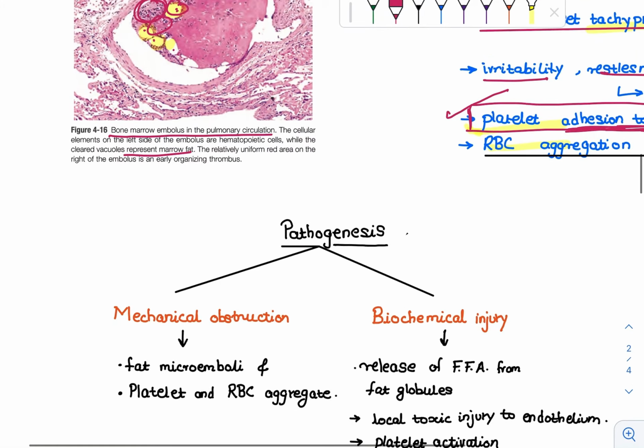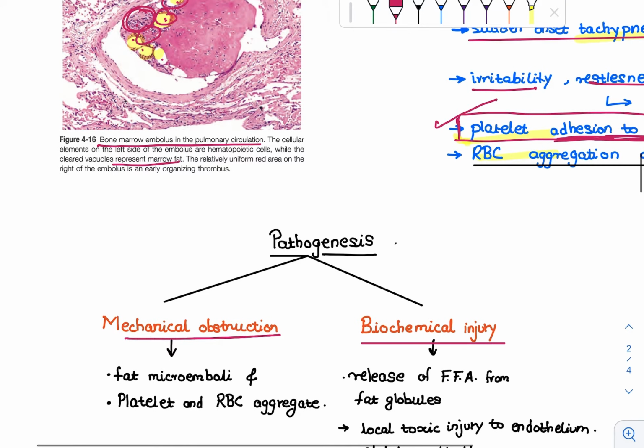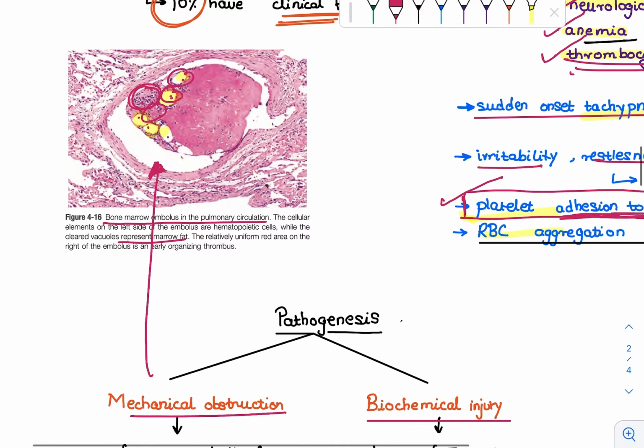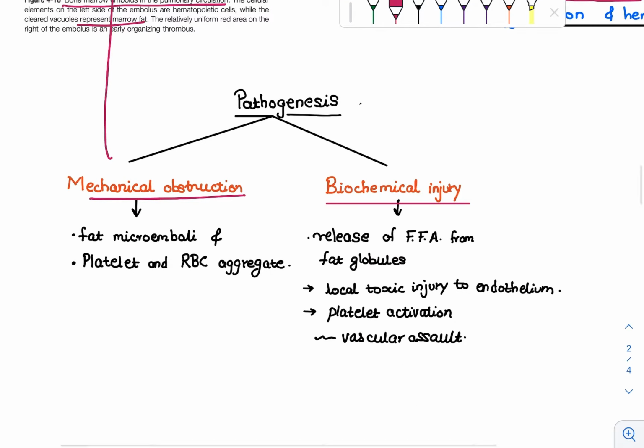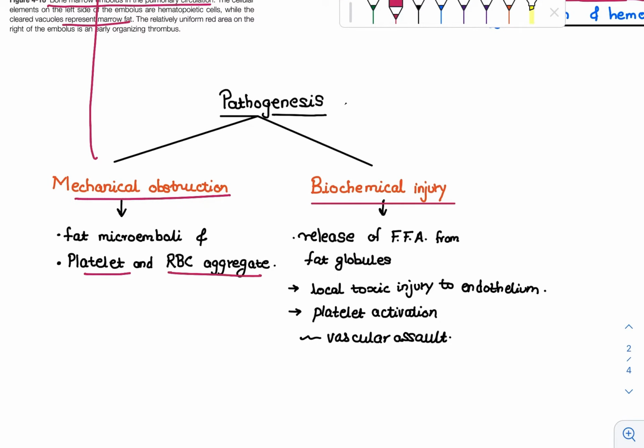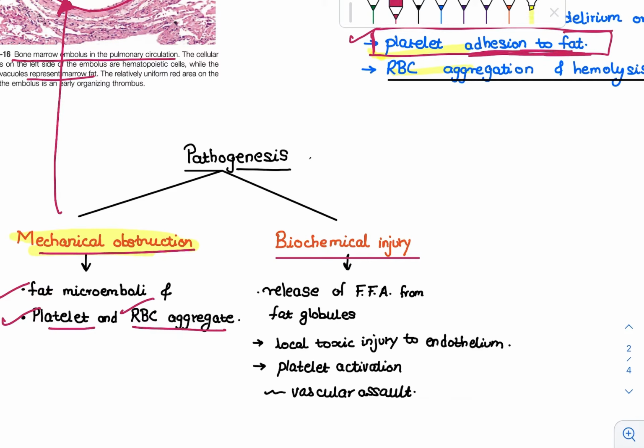As you can see here, there is mechanical obstruction and biochemical injury. In mechanical obstruction, there is obstruction of the blood vessel and formation of occlusion inside the lumen of the vessel due to fat and marrow particles, platelet, and RBC aggregate. So, fat, platelet, and RBC aggregate are found inside the lumen, and this leads to mechanical obstruction of the vessel. However, this does not cause major symptoms.